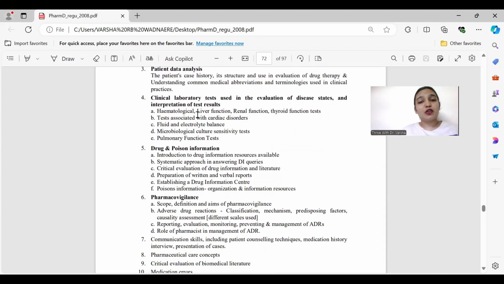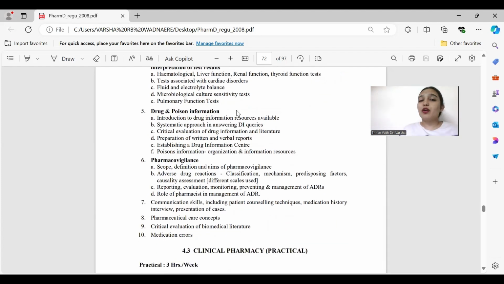That is hematological, LFT, RFT, thyroid function, tests associated with cardiac disorder, fluid and electrolyte balance, then microbiological culture sensitivity test and pulmonary function test. You'll be learning this. Then drug and poison information. You will be having an introduction to drug information resources available. Now, from where you should take any information, which should be a potent information, a standard information, not from Wikipedia. So, you'll be learning through here.